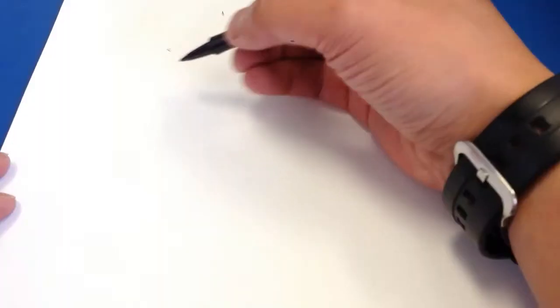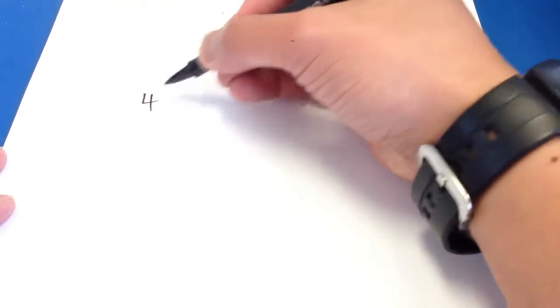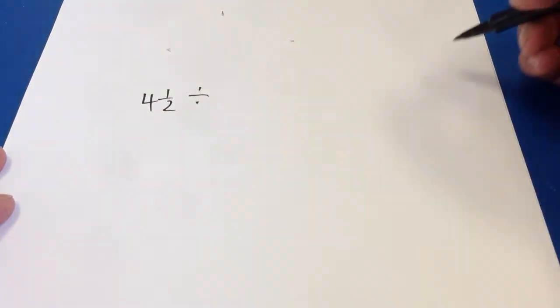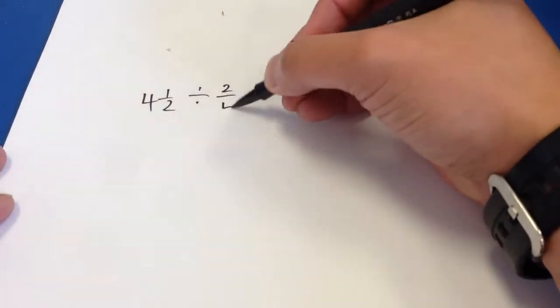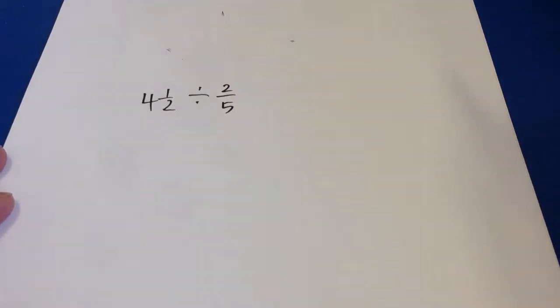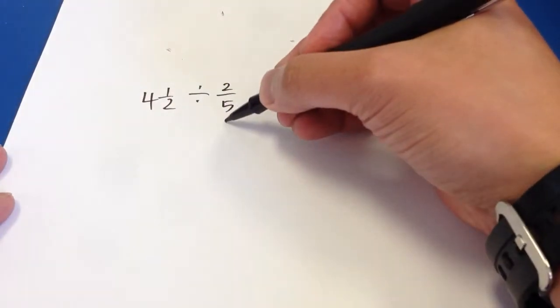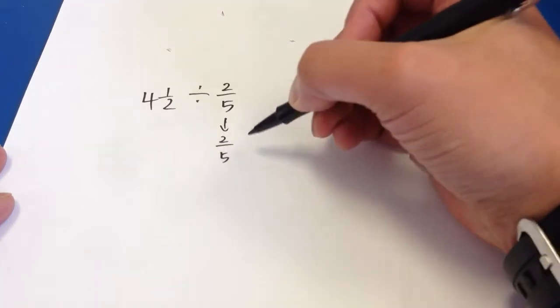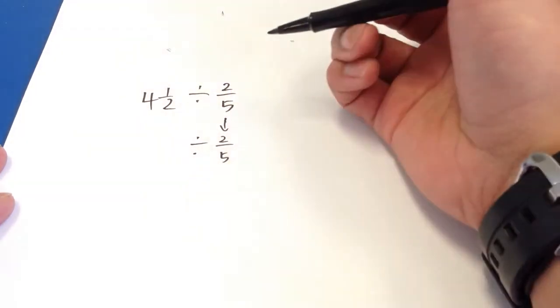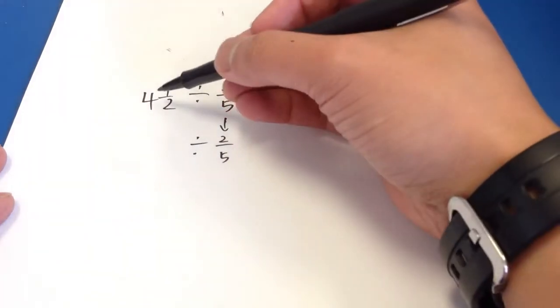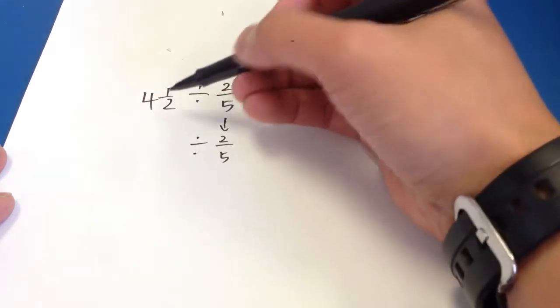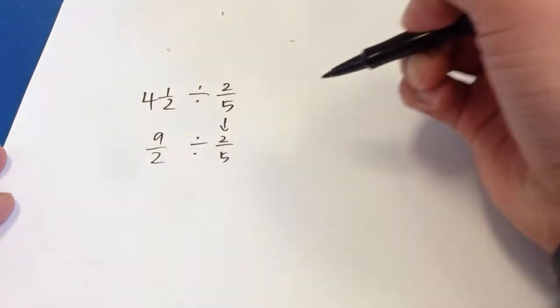Another example, let's say that I have 4 1/2 divided by 2/5. So again, the first step is I want to make sure that they're both in fraction form, and so this one is already a fraction, so I'm going to leave that as 2/5. But 4 1/2 is a mixed number, so I want to make that into an improper fraction. 4 times 2 is 8, plus 1 is 9/2.